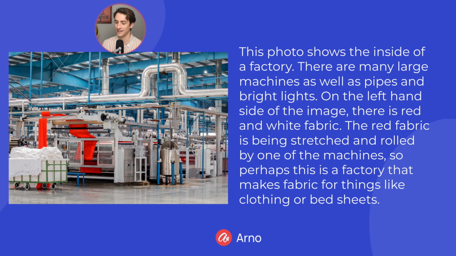This photo shows the inside of a factory. There are many large machines as well as pipes and bright lights. On the left-hand side of the image, there is red and white fabric. The red fabric is being stretched and rolled by one of the machines, so perhaps this is a factory that makes fabric for things like clothing or bed sheets. Notice how it was impossible to say when this photo was taken. That's okay. I just left that part out of my response.